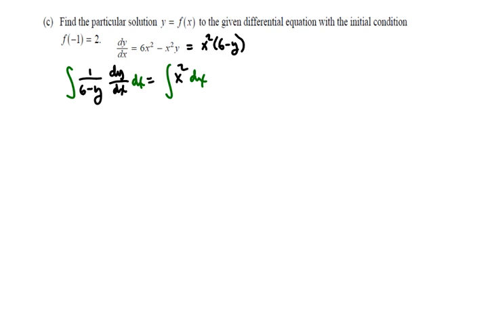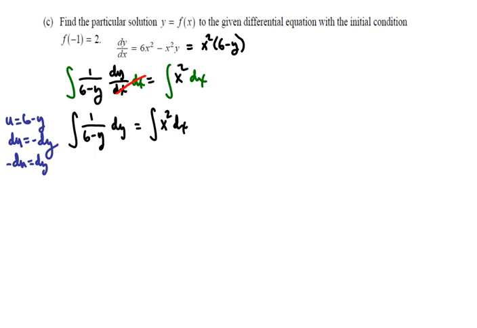so that the dx's on the left cancel out. So we have integral of 1 over 6 minus y dy is equal to integral x squared dx. On the left side, I do have a function composition there, and I'm going to use a simple u substitution, but dy is simply going to be negative du. And so I'm going to replace 6 minus y with u and dy with negative du. And so I have negative integral du over u is equal to integral x squared dx.